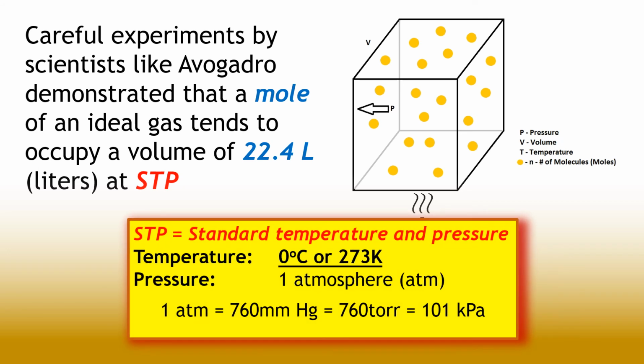Now, what does STP stand for? It stands for standard temperature and pressure. So the standard temperature is the freezing point of water, which you can express either as 0 degrees Celsius or 273 Kelvin. And the standard pressure is usually given in the unit of the atmosphere, and we say 1 atmosphere, which is defined to be the pressure at sea level, more or less. So that's standard temperature and pressure. If you're at those conditions, then you can just assume that a mole of an ideal gas occupies 22.4 liters.